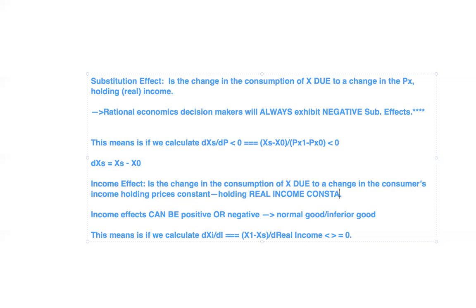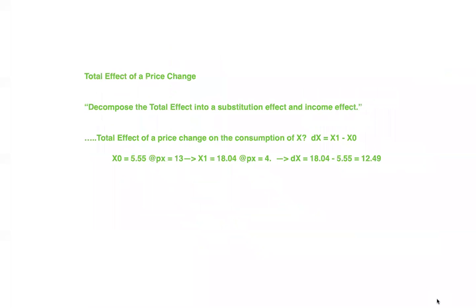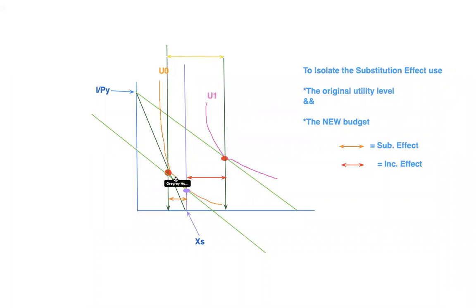And we're actually using the utility of the consumer at their original utility level to determine what their real income is. And that's where things get a little bit weird, because now we're talking about real income, but we're using utility.